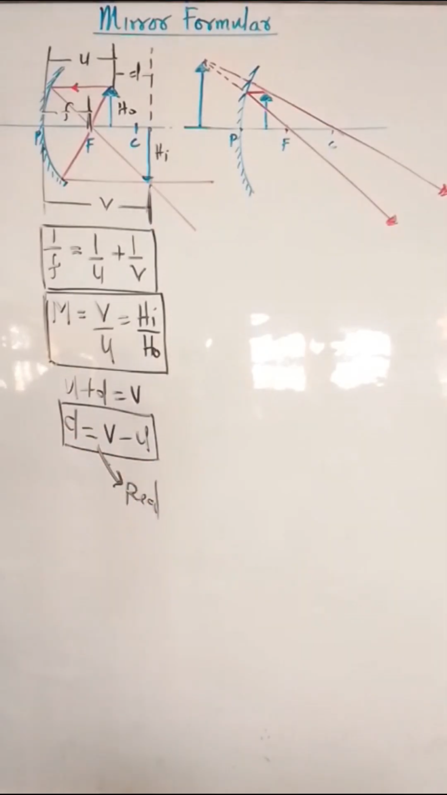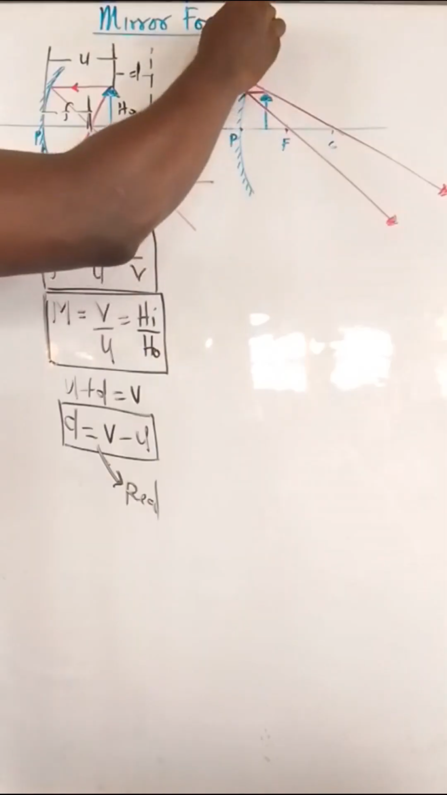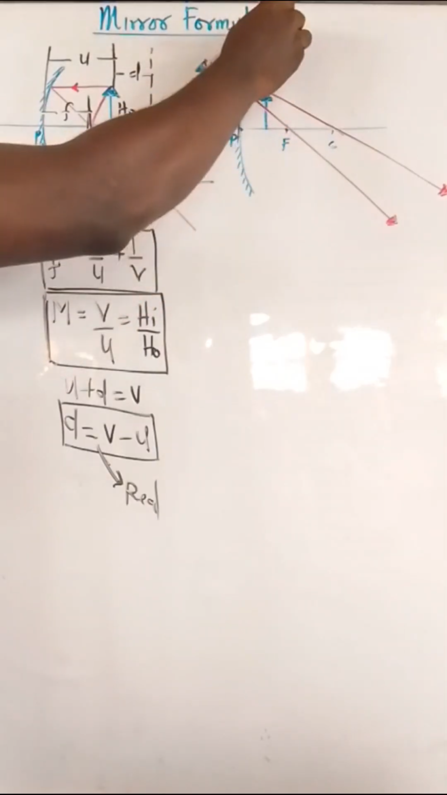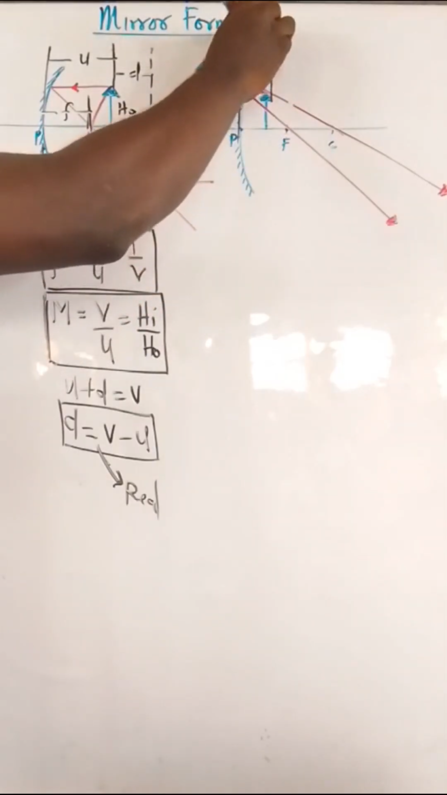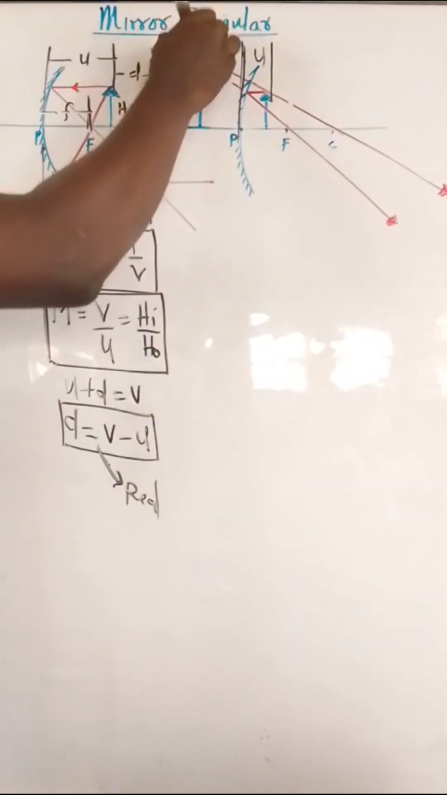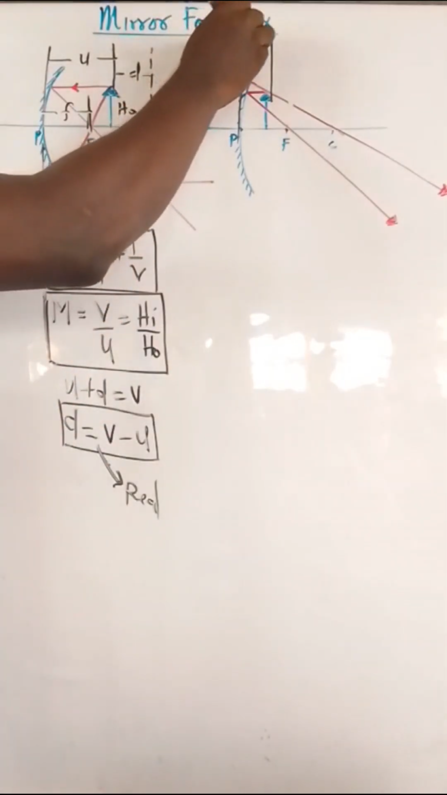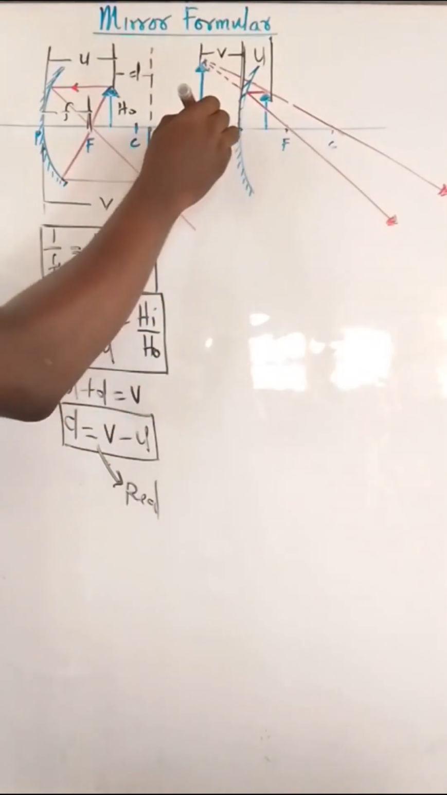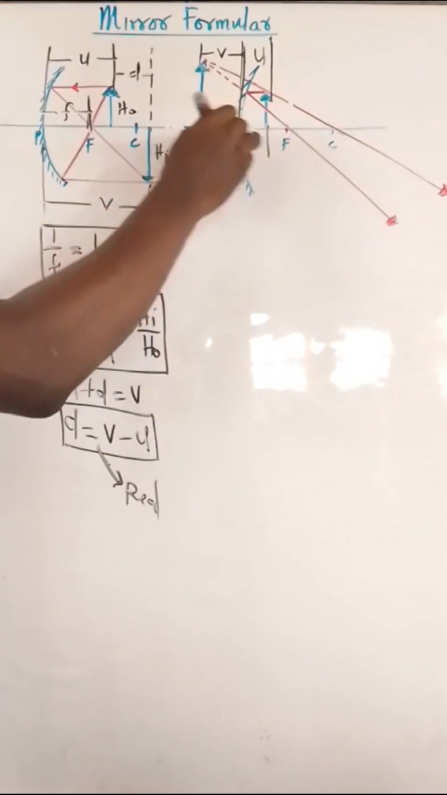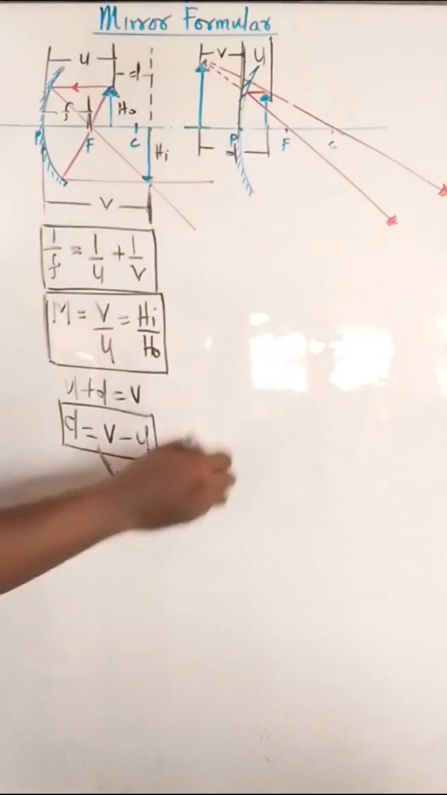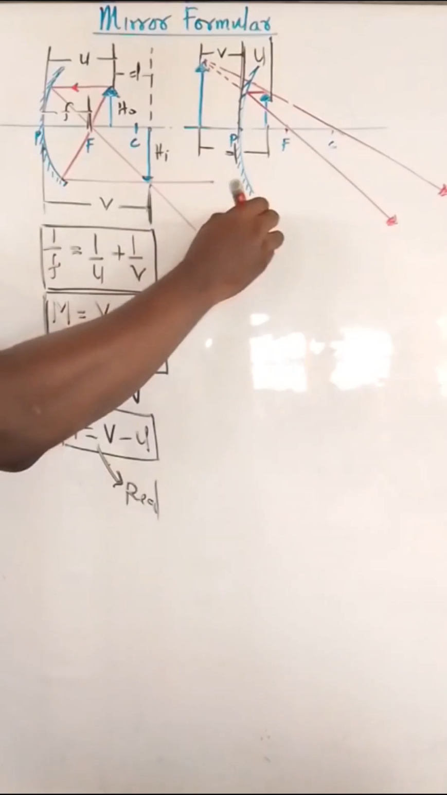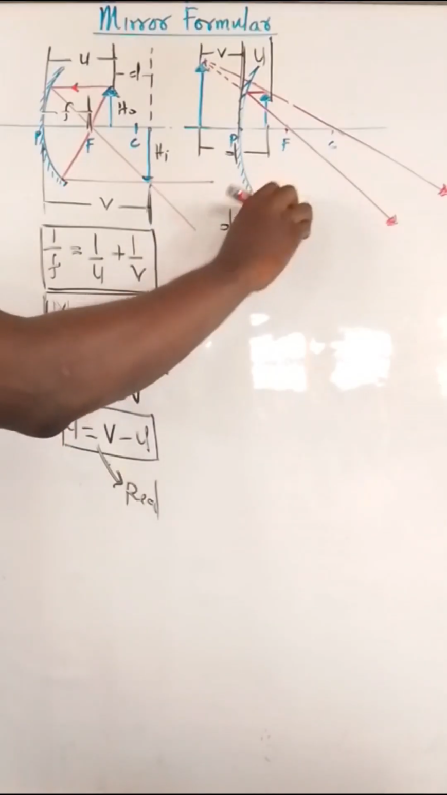If the image is real, what happens? They will be on the same side. But unlike this, where this is the pole, this is u, the object distance, and this is v, the image distance. So the distance between the image and the object, d in this case, actually equals what? v plus u.